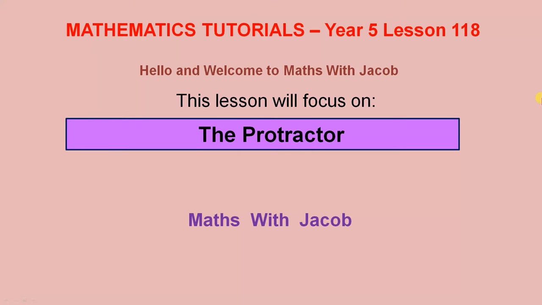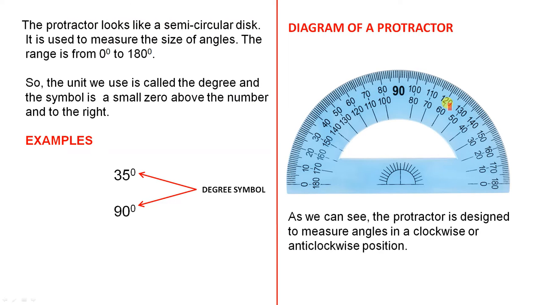This lesson will focus on the protractor. The protractor looks like a semicircular disc. It is used to measure the size of angles. The range is from 0 to 180 degrees.